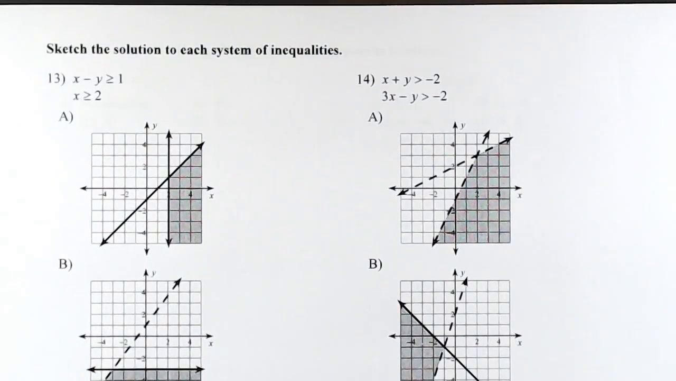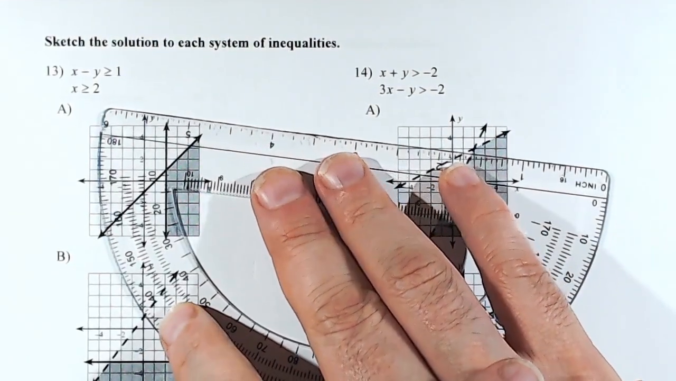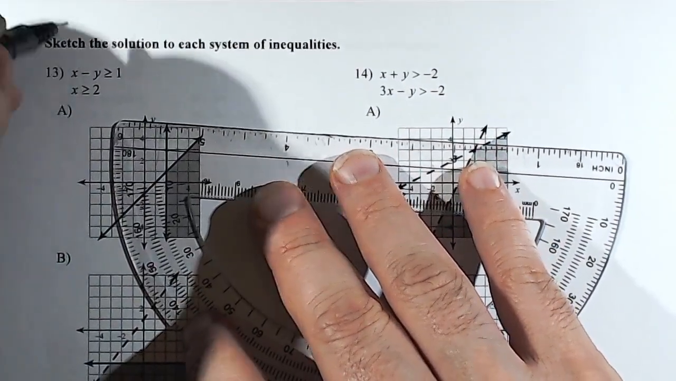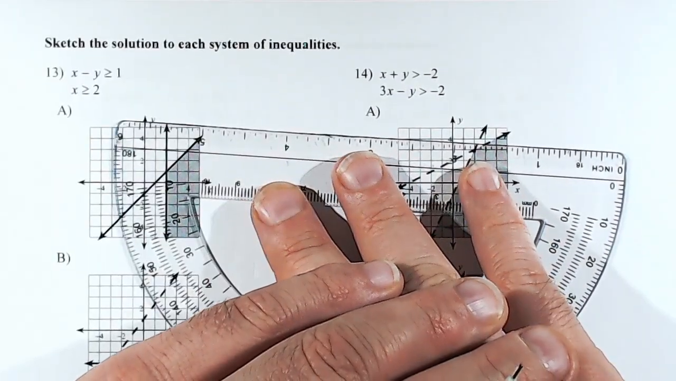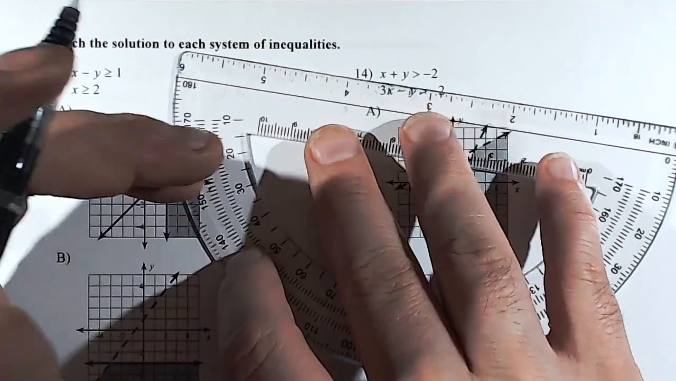And now moving on, we're going to sketch the solution to each system of inequalities. All right. So we have to get these in slope-intercept form. But if we multiply or divide by a negative, we have to flip the sign. All right. So just a quick review.